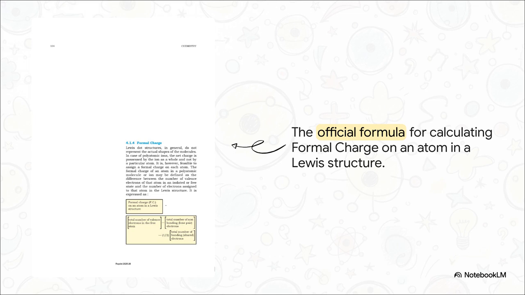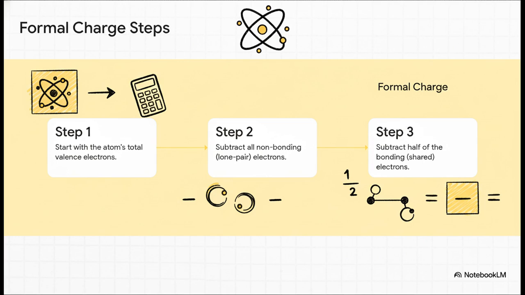Now here's the official formula. I know, it might look a little intense at first glance, but trust me, the idea behind it is actually super simple. All we're really doing is comparing the electrons an atom is supposed to have with the number we've assigned to it in our drawing. Let's just break it down into 3 easy steps. First, you look up the atom on the periodic table and see how many valence electrons it brings to the party. Then, you subtract all the electrons that are just sitting on that atom, not in a bond, the lone pairs. And finally, you subtract half of the electrons it's sharing in bonds. Whatever number is left over, that's your formal charge.